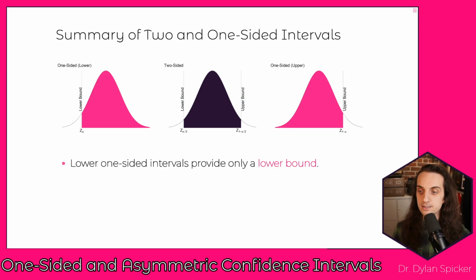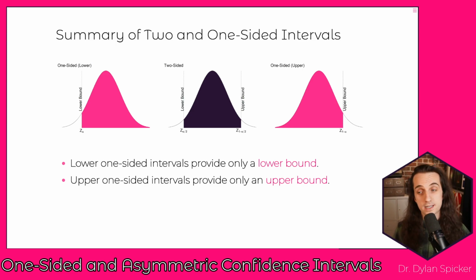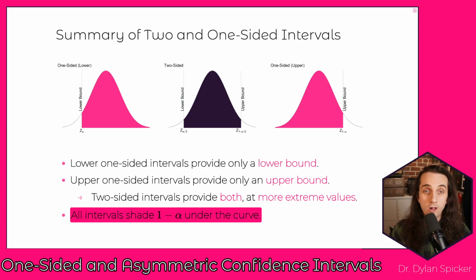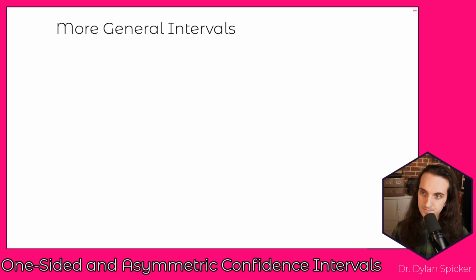So the lower one-sided intervals provide only a lower bound, the upper one-sided intervals provide only the upper bound, the two-sided intervals provide both, but they require them at more extreme values. Okay, all of these intervals, though, have 1 minus alpha under the curve. The shaded area in each one of these intervals is going to be exactly 1 minus alpha, and it's just our choice as to how we distribute that 1 minus alpha under the curve here.